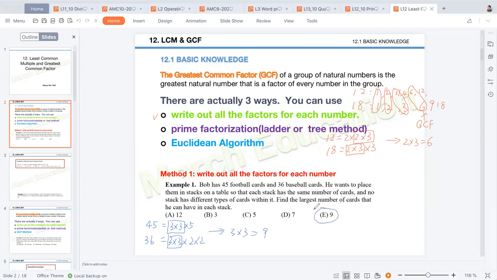So this is the reason why I select E. Of course, we can use the first method. We can write all the factors out and find the answer.